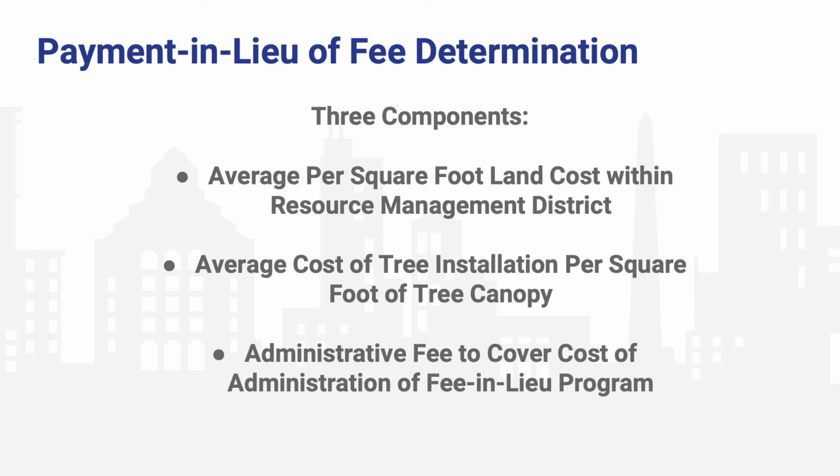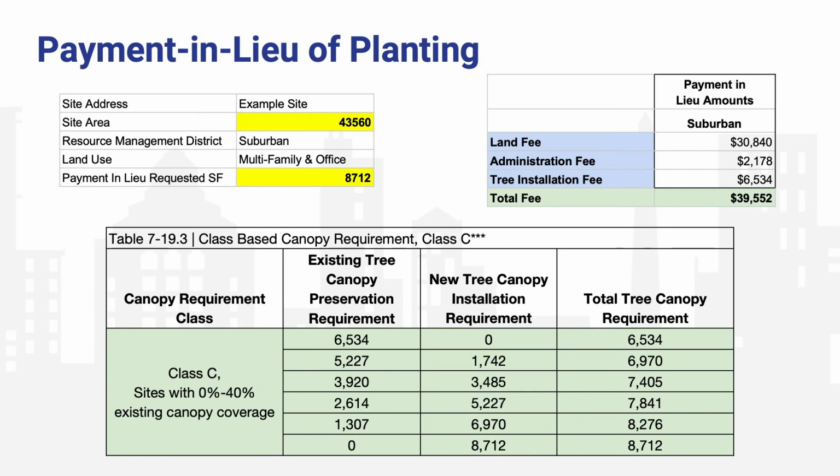There are three components of a fee in lieu determination. That's the average per square foot land cost within a resource management district. Those are our downtown, urban, or suburban districts. The average cost of tree installation broken down per square foot of tree canopy, and an administrative fee to cover the cost of administering this program.